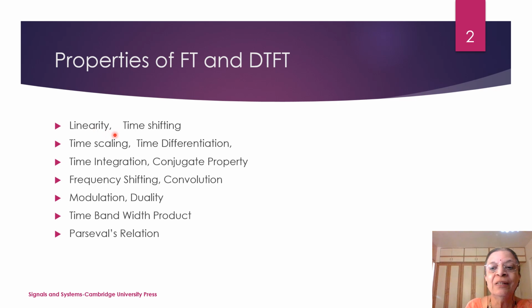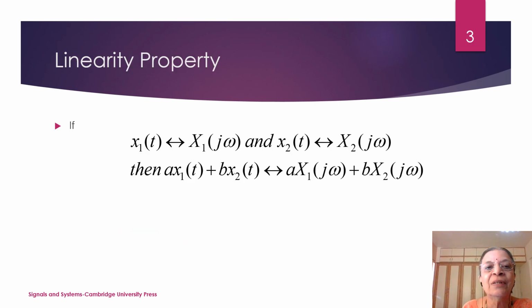The first property is linearity, then we have time shifting, time scaling, time differentiation, time integration, conjugate property, frequency shifting, convolution, modulation, duality, time bandwidth product, and Parseval's relation. So firstly start with linearity.